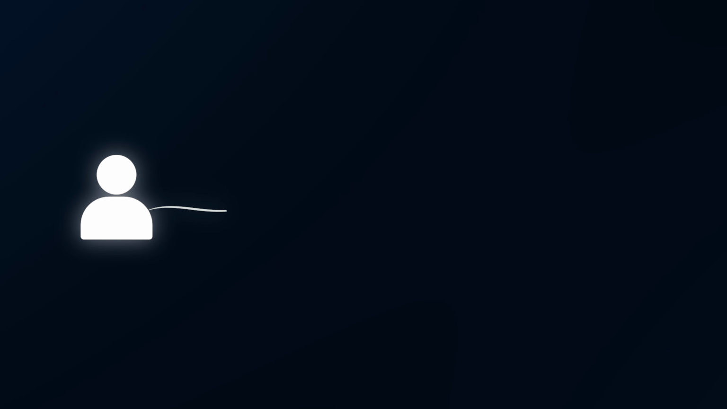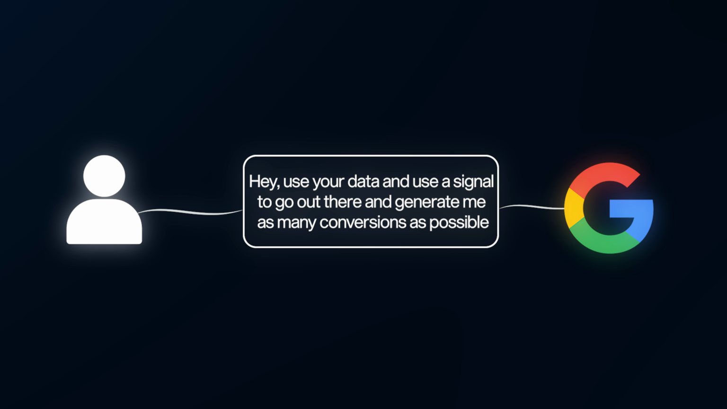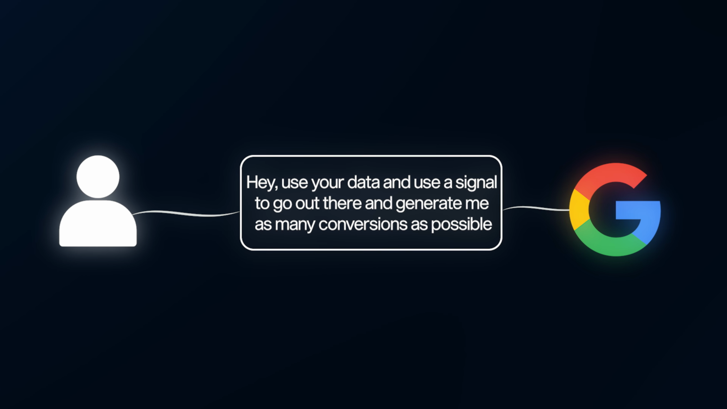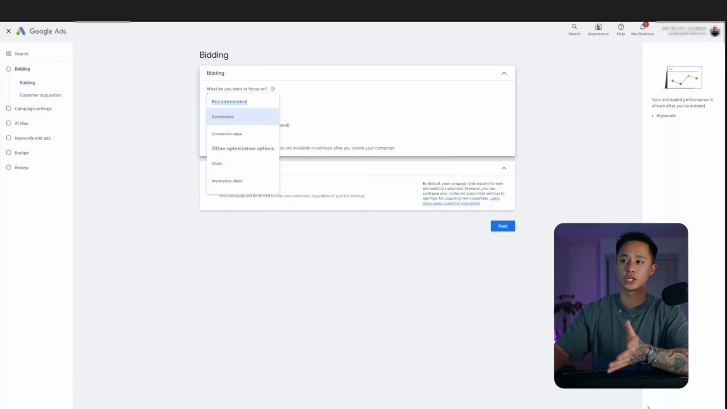And what that's going to do is you're going to tell Google to, hey, use your data and use a signal to go out there and generate me as many conversions as possible, which is essentially leads for your business. So what you're telling Google, go get me as many leads as possible, do the bidding for me. Okay, so that would be the first recommended strategy that I go.